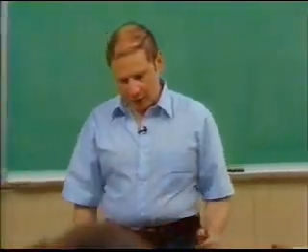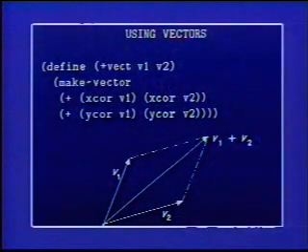Here's an operation that takes the sum of two vectors. So we want to add this vector v1 and this vector v2, and we get the sum. And the sum is the vector whose coordinates are the sum of the coordinates of the pieces you're adding. So to add two vectors, I make a vector whose x-coordinate is the sum of the two x-coordinates and whose y-coordinate is the sum of the two y-coordinates.